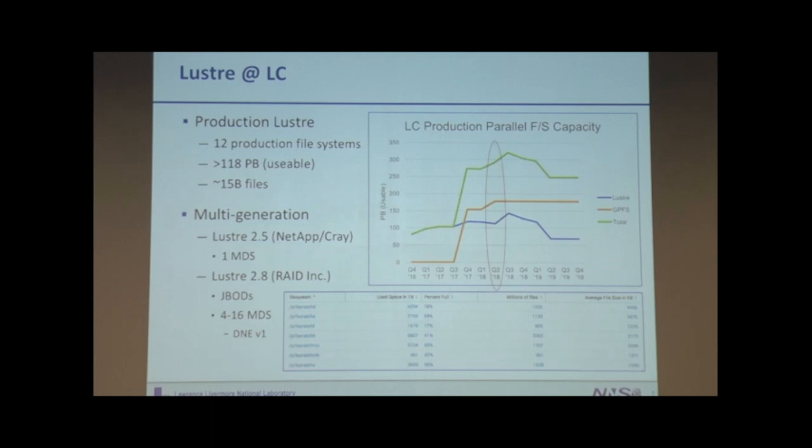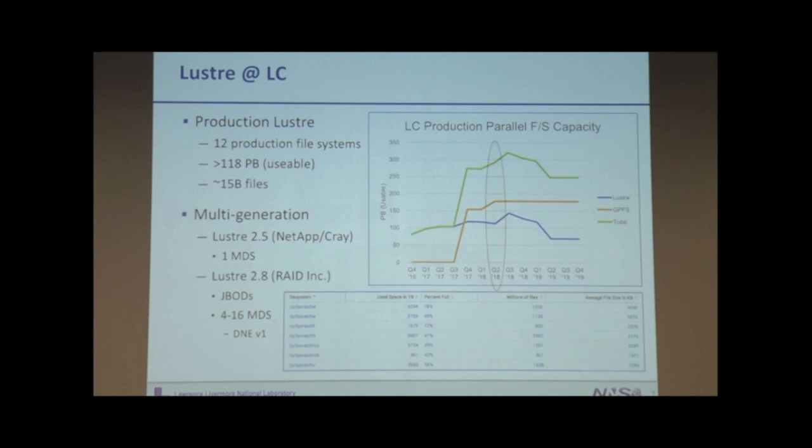So I'll go into LC's Lustre. We currently have about 12 production file systems. 2 weeks ago, that was 13. As you can kind of see from this top graph, there's a lot of flux this year. We're adding file systems, we're retiring file systems.